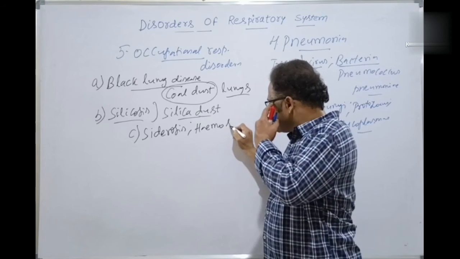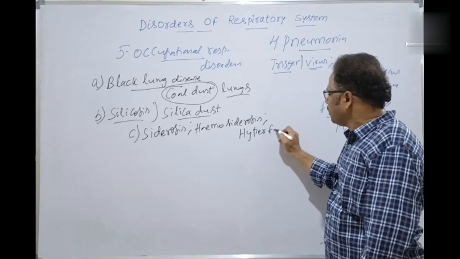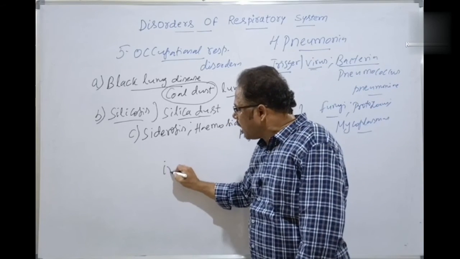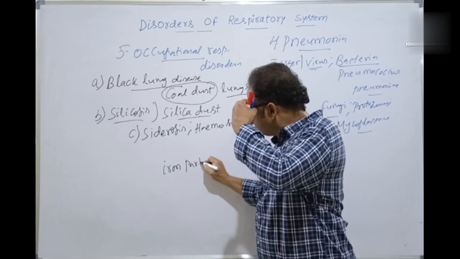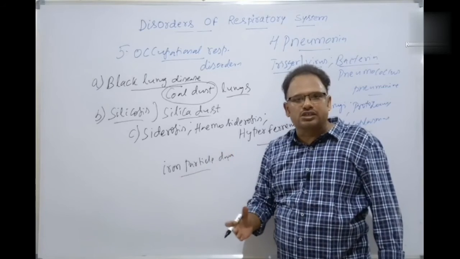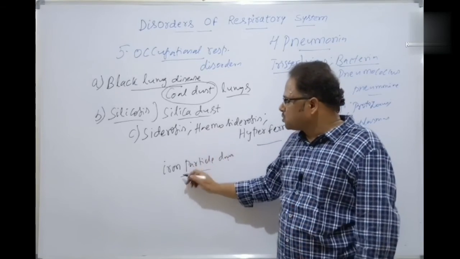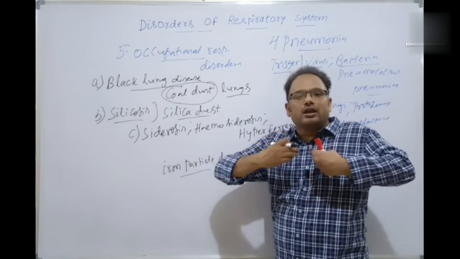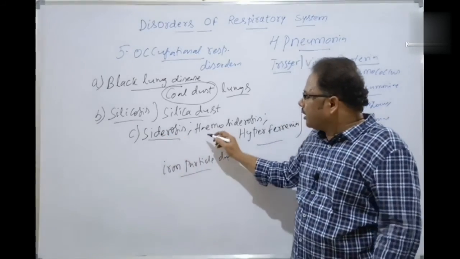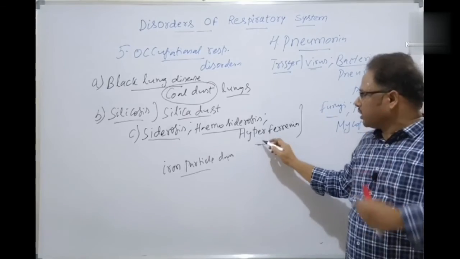Next one is siderosis. Hemosiderosis, and hyperferemia. All these are the manifestations if a person is exposed regularly to iron particle dust. That is, if the person is working in mining or metallurgy or certain factories, there is a chance that this person is recurrently exposed to the iron particles. Iron particles are inhaled and damage the lungs. Such a disease is called siderosis, and a different variant of this siderosis is called hemosiderosis, and another type of siderosis is called hyperferemia.